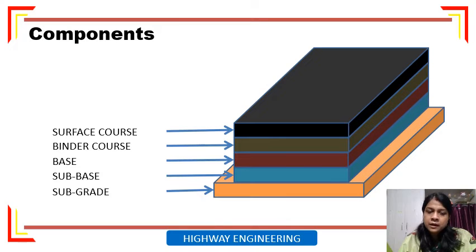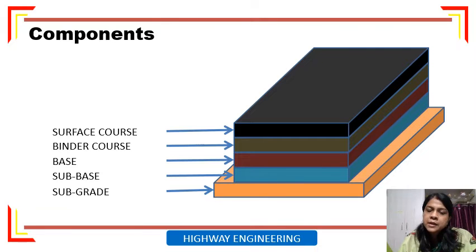So the bottom layer, as we can see, is called the subgrade, and then above the subgrade the subbase layer is present, and then the base layer, and after that the binder course, which binds the base, subbase and subgrade tightly. The binder course is placed above these 3 layers, and then finally the surface course of small thickness is prepared for protection and also for attractive looks.